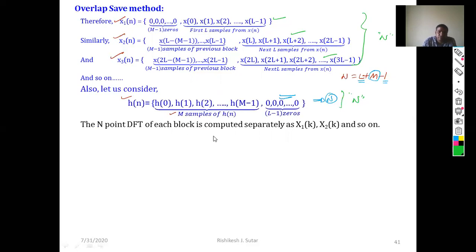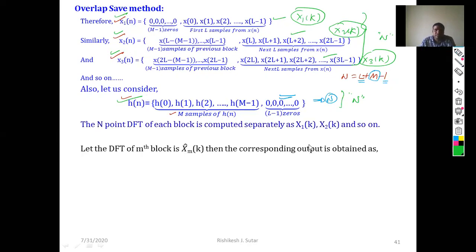The N-point DFT of each block is computed separately as x1 of k, x2 of k, x3 of k, and so on. The same thing we have mentioned here. For x1 of n, I will get the DFT as x1 of k, for x2 of n, I will get the DFT as x2 of k, for x3 of n, I will get the DFT as x3 of k. Okay. So in this way, I can find out the DFT for each individual block with the help of the h of n.